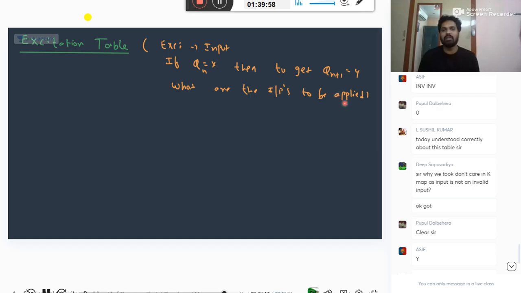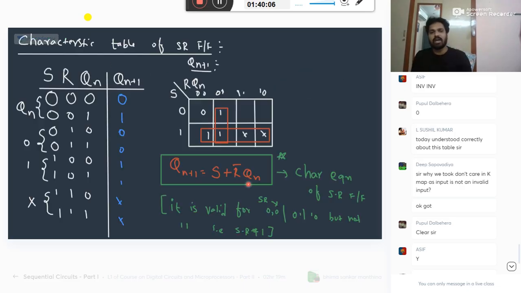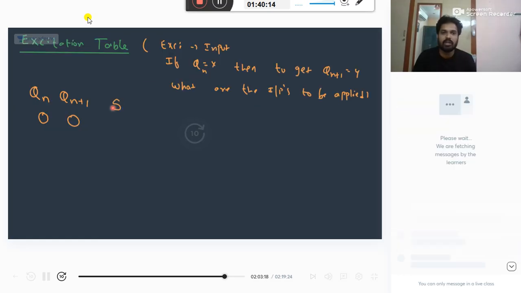Now I told the meaning of the excitation table properly. Excitation means what? Input table. It is just a reverse of this characteristic. The characteristic table will tell you, if these are the inputs and this is the present state, what will you get. The excitation table is the reverse: you should take what input must be given to achieve the required output.